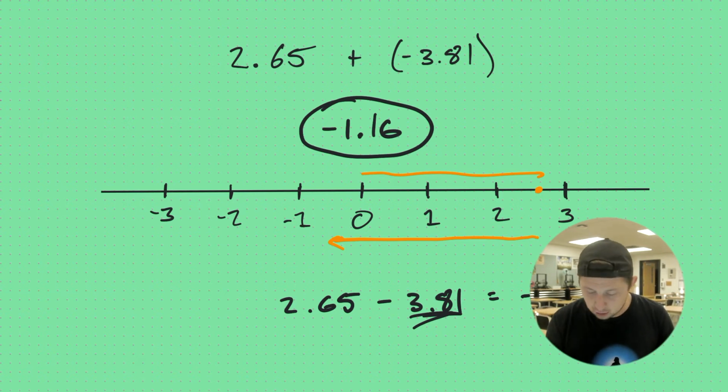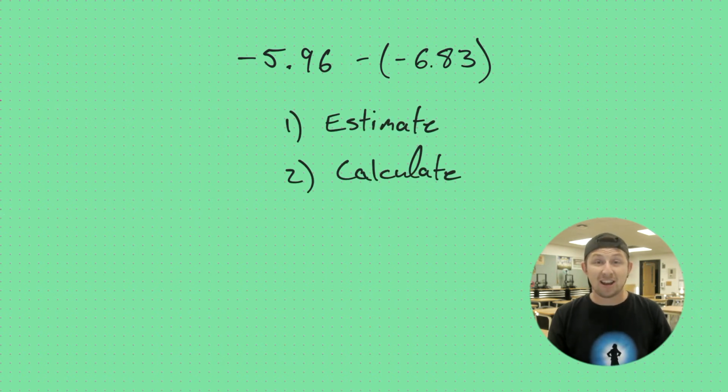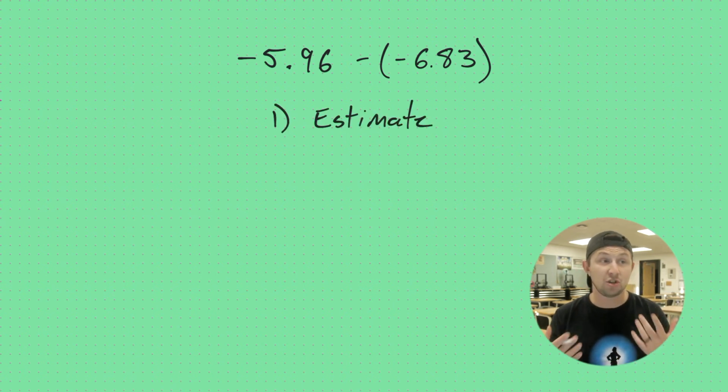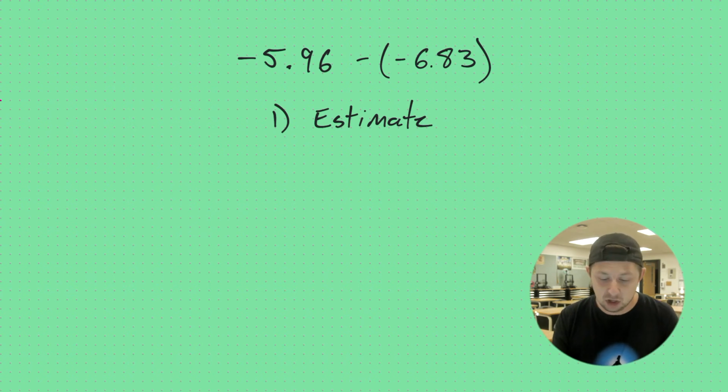Let's try another one. So here we've got negative 5.96 minus a negative 6.83. So the first thing we're going to do is we are going to estimate. Let's fill in what we would here. So our first value is negative 5.96. What are you guys going to round to get us close? Go ahead, put in your answer.